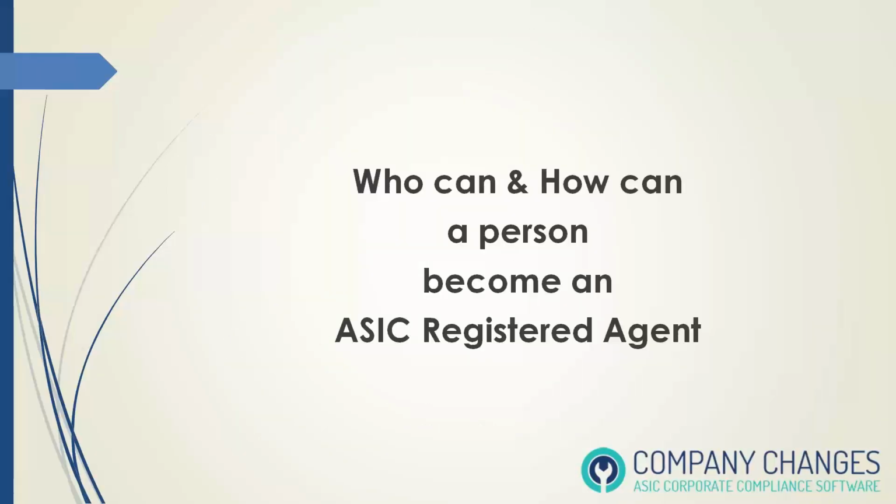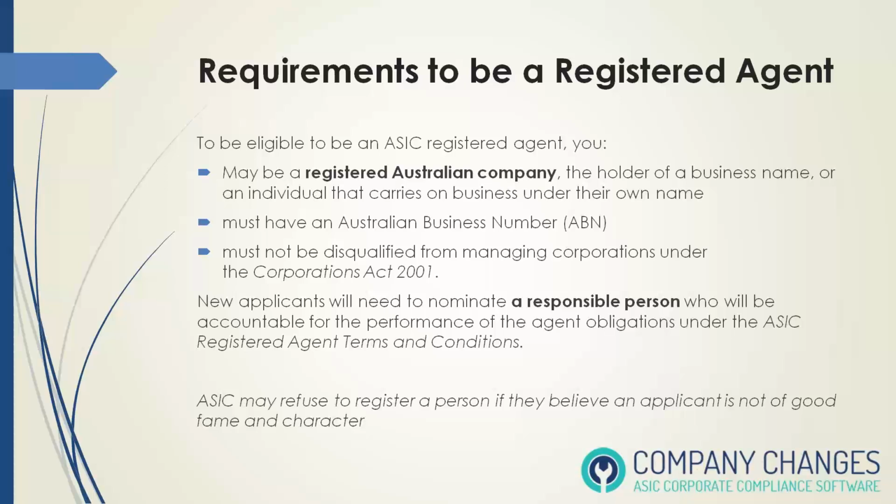Now, before we proceed further, let's talk about who can and how can a person become a registered agent. Now, there are certain requirements to be a registered agent. It can either be a company which can hold a business name, or it could be an individual who's got a business name under their name. That entity or that business name should have an ABN, and the main person, the responsible person, should not be disqualified from managing corporations under the Corporations Act.